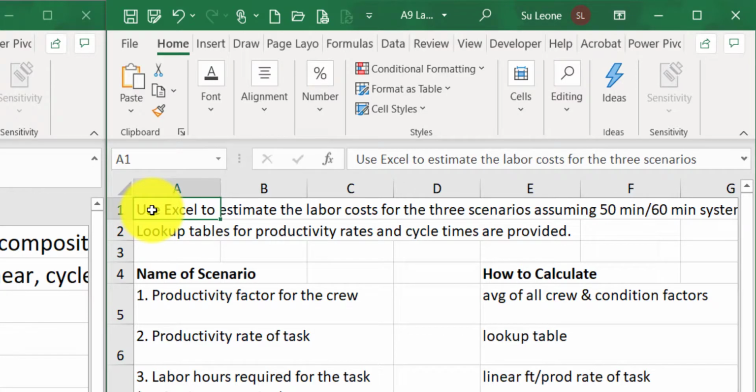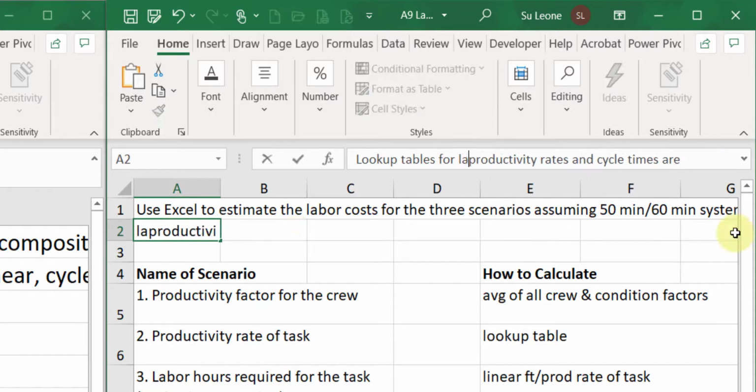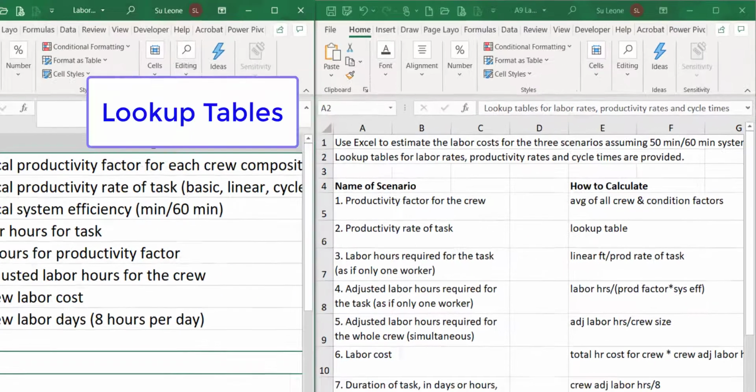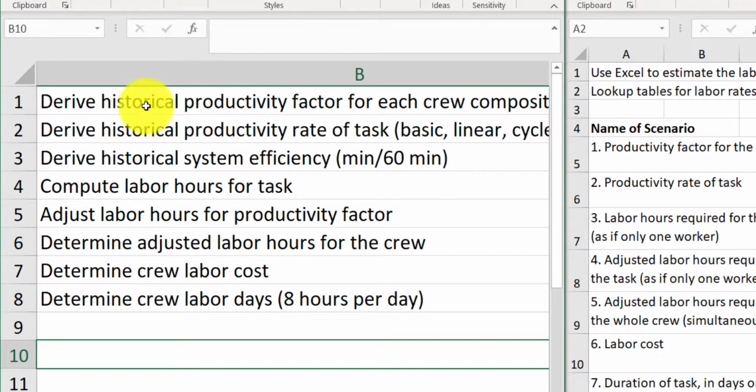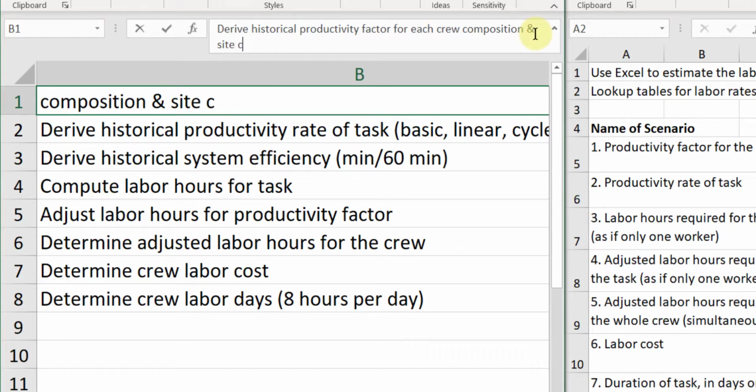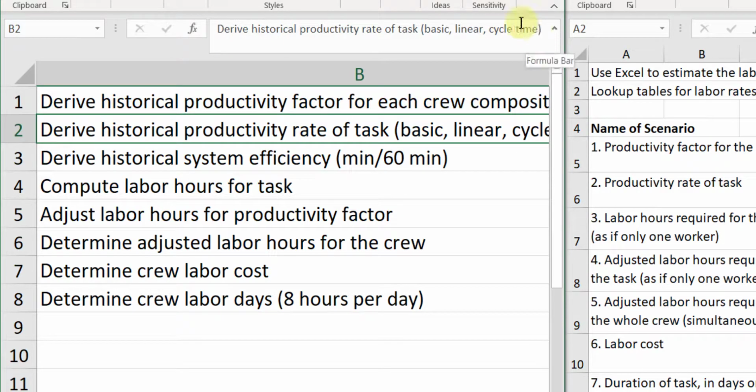I tell you use Excel to estimate it for the 3 scenarios, assuming a system efficiency of 50 minutes out of 60 minutes. And then the lookup tables for labor rates, productivity rates, and cycle times. And if you look at the lookup table here, it says first you would derive the historical productivity factor for each crew composition and site conditions. Then you figure the historical productivity rate of the task. In other words, how much can be performed generally in an hour. Then you derive the historical system efficiency. Well, I told you that it's 50 out of 60.